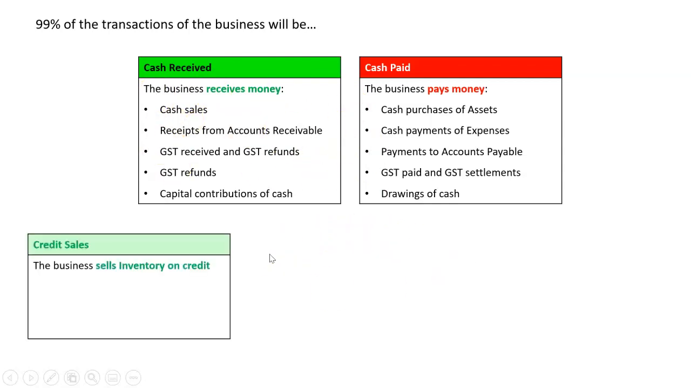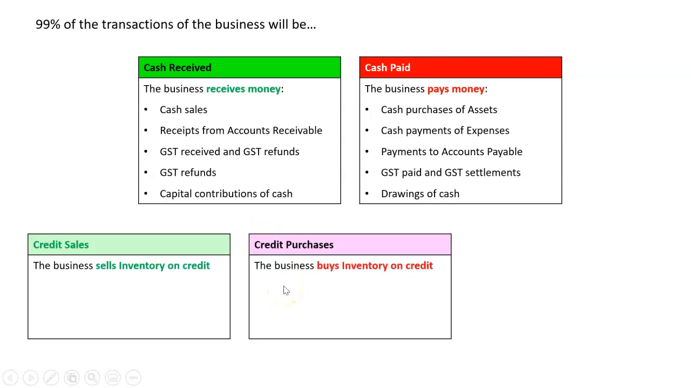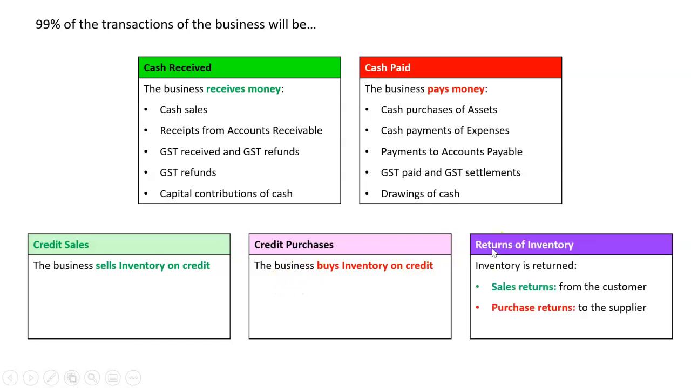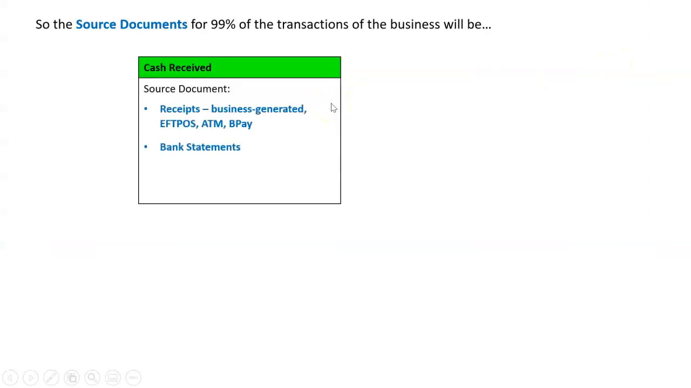What else? We might make a credit sale, so we sell inventory on credit, or we might make a credit purchase where we buy inventory on credit. And the other thing we've dealt with is a return of inventory, so either a sales return from customers to us or a purchase return from us to the supplier. So that's going to cover pretty much most of what we do. However, each of those has their own source document, so we know all the documents except for one.